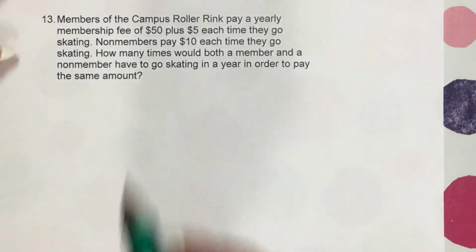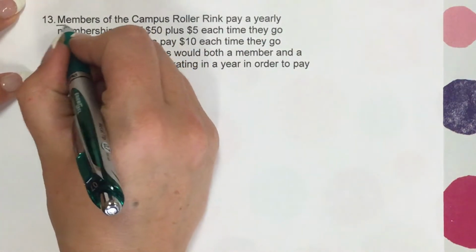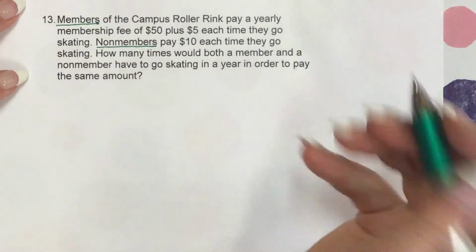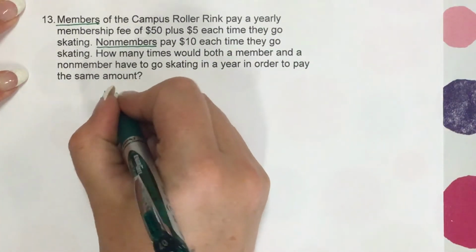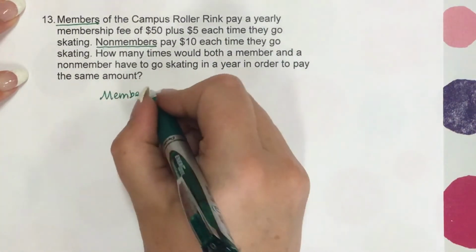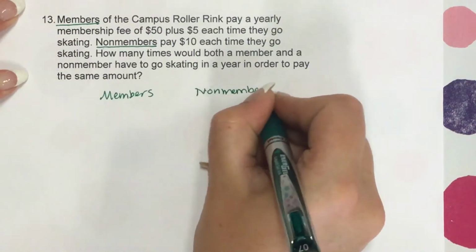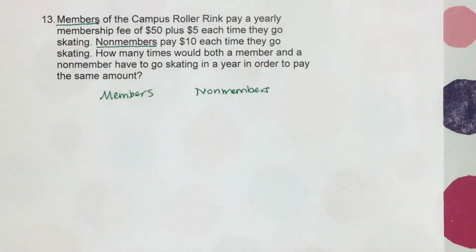Okay, so when I'm looking at this problem, what I see is we're talking about a roller rink, right? But what we have is two things. We have members and we have non-members, right?